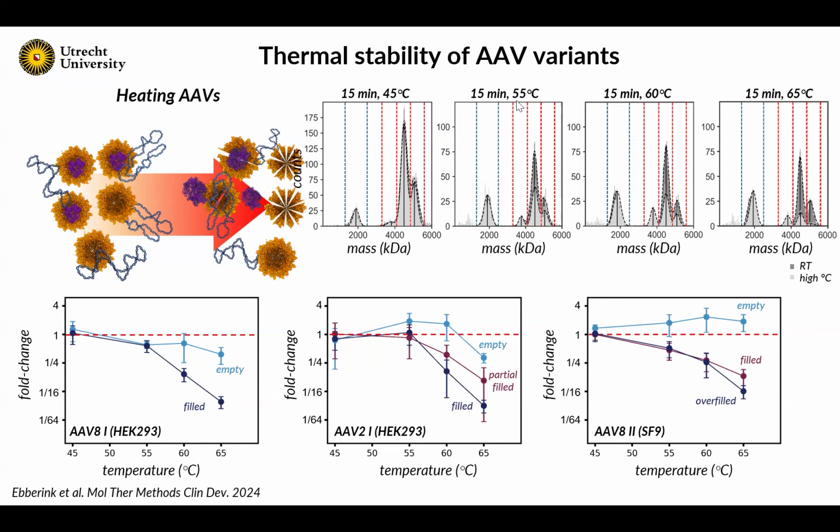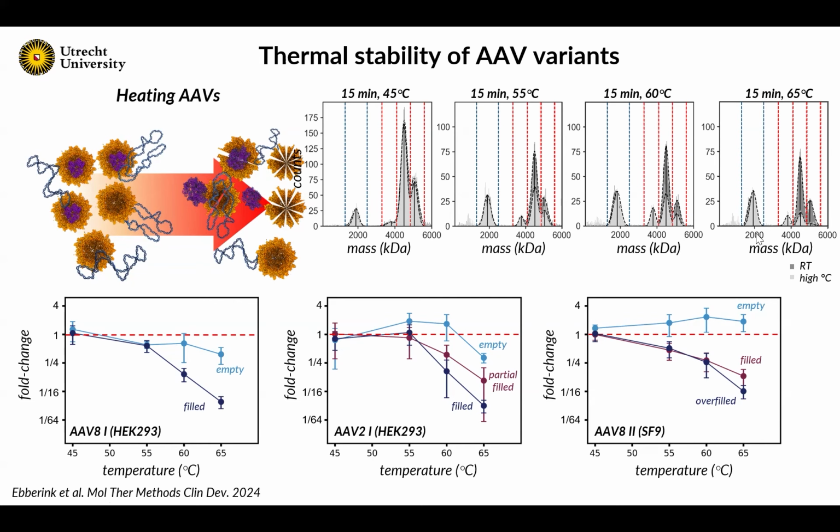But if you start to incubate them at 55 degrees, then we do see a huge decrease already for our filled particles and overfilled. And at 60 degrees, that's even more pronounced. So a drop in the amount of filled particles that we can measure, and also the overfilled. And of course, at 65, that's even more clear.